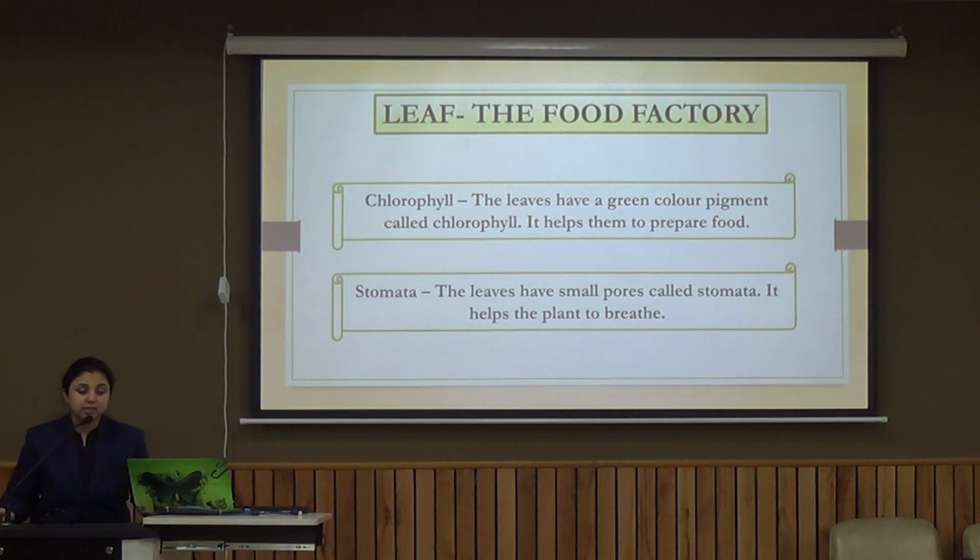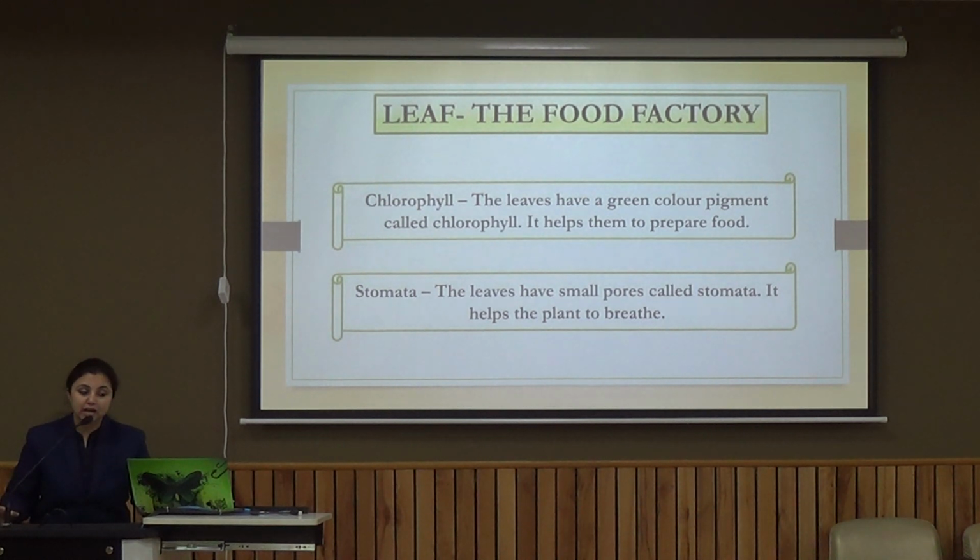Leaves. The last part of the plant is leaves. The leaves are called the food factory of the plant. They produce food, and so they are called the food factory or the kitchen of the plant. Chlorophyll and stomata are the two main parts of the leaves.